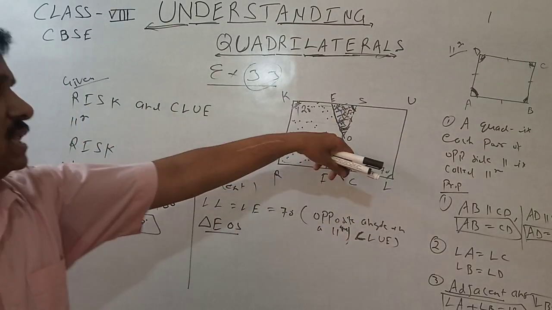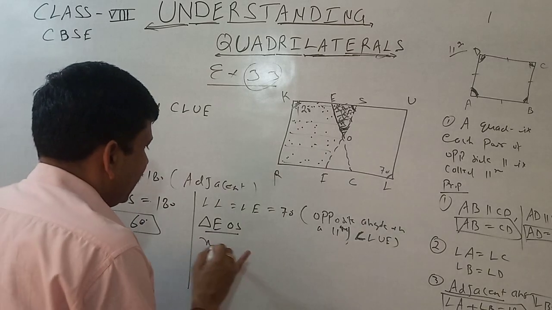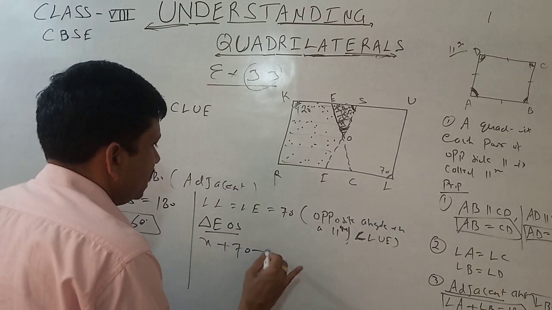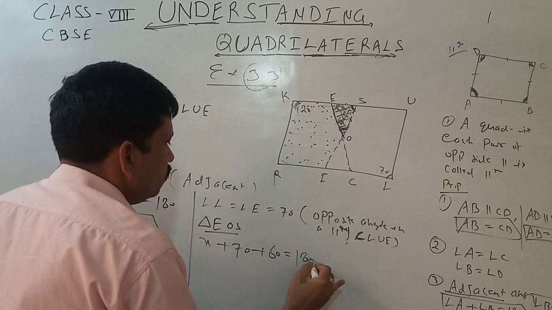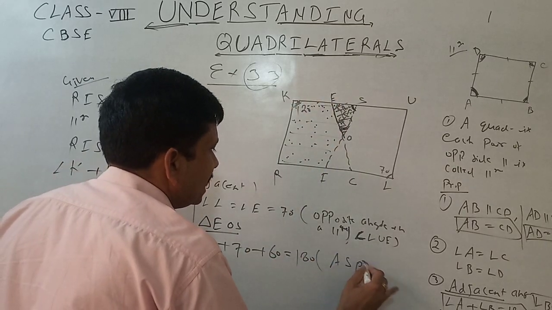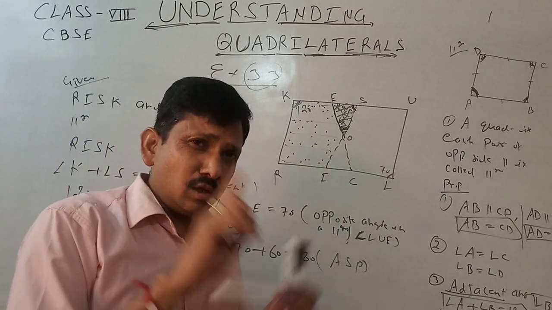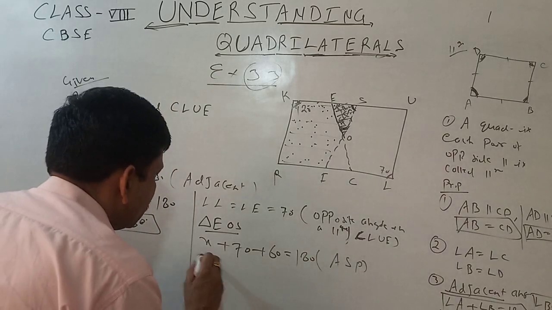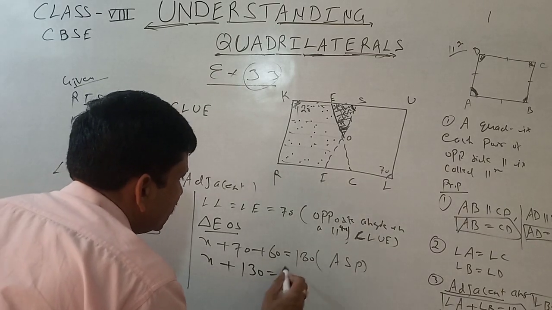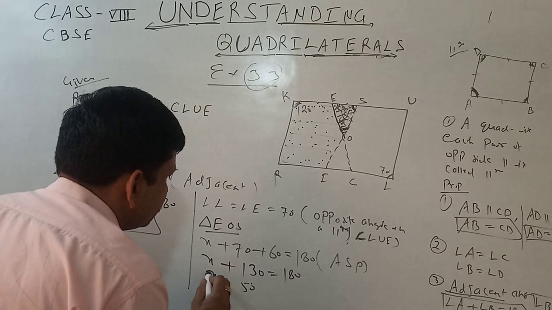Okay, and we know that the sum of all angles in a triangle is 180 degrees. So x plus 70 plus 60, this is 60, this is 70, is equal to 180. What is the angle sum property? In any triangle, the sum of all three angles is 180 degrees. So x plus 130 is equal to 180 and x is equal to 50.